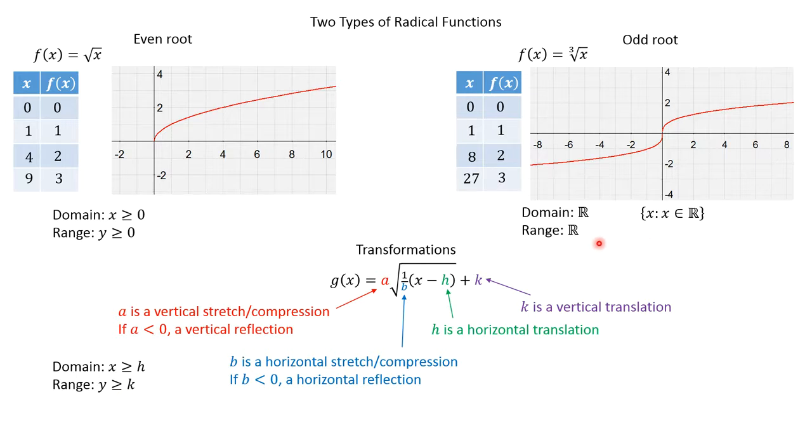Over here for the odd roots, we have all real numbers. If we move it over, we still have all real numbers. If we reflect it, we still have all real numbers. So the domain and range will stay all real numbers. It's not going to move. And so these are the transformations. I thought about throwing some examples on here, but we've done transformations a bunch. And so I don't have any examples on here, but we will have some in class.